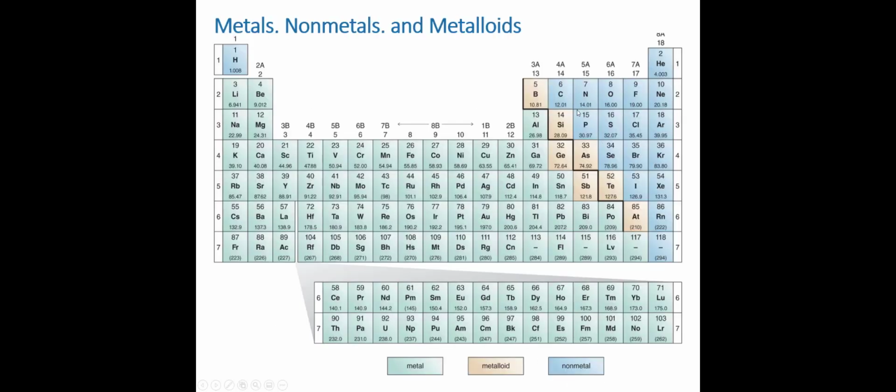So the nonmetals are listed over here. You'll notice that there are far fewer of the nonmetals than there are the metals. So now let's look at these elements here that I haven't talked about: boron, silicon, germanium, arsenic, antimony, tellurium, and astatine.